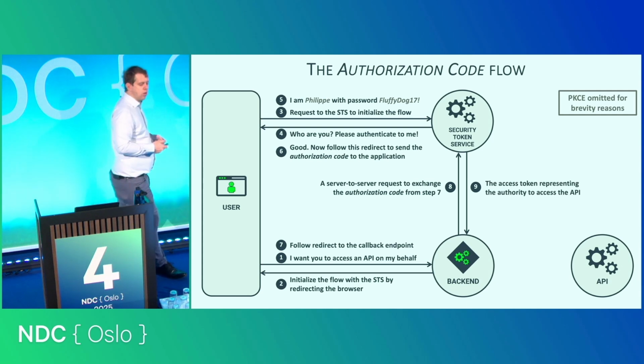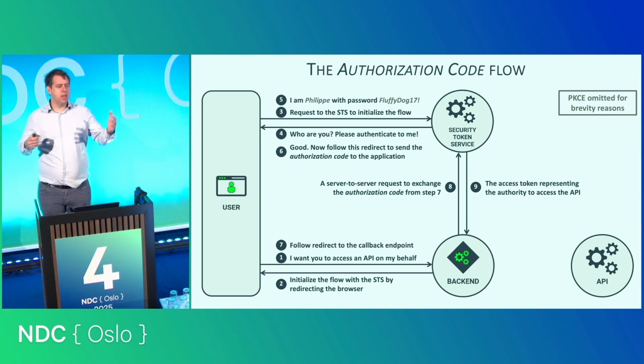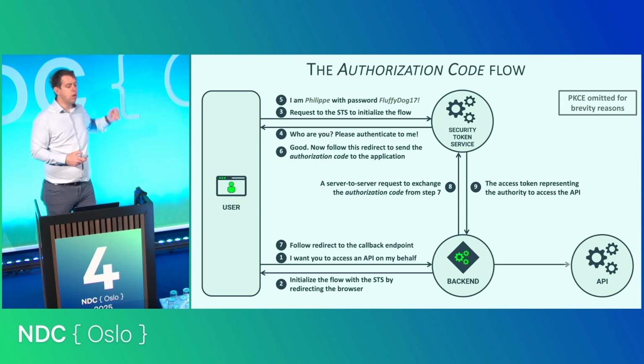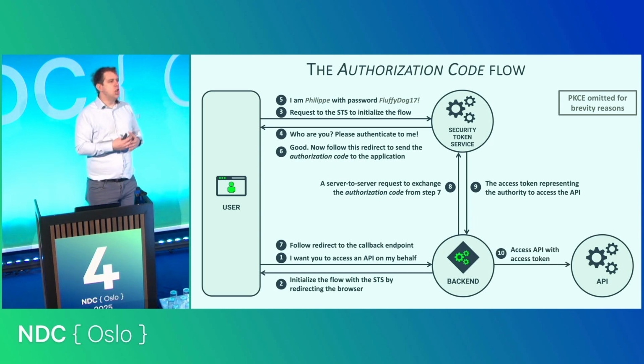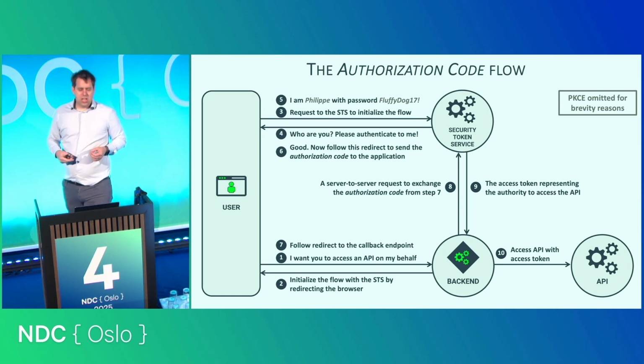And it will return a set of tokens, an access token with the authority to access the API, probably a refresh token as well, and maybe an identity token if you're also doing OpenID Connect. The access token is essentially what we're after in this use case. So with the access token, we can now call the API and achieve our actual use case. That's essentially the setup of the authorization code flow.